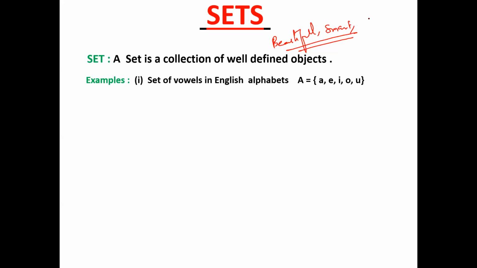You have to say what tall means. Suppose I say tall means more than 1.5 meters. Beautiful means this kind of color combination should be there. If you define what is beauty, then it's okay. So by well defined, I should be able to say some particular element is there in the collection or it is not there in the collection. That is called well defined.